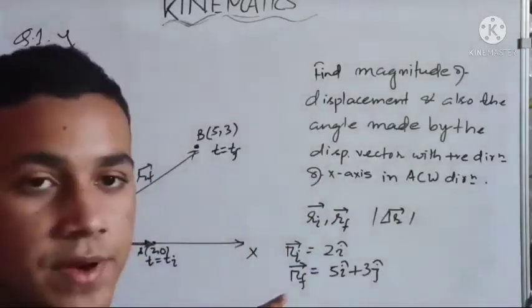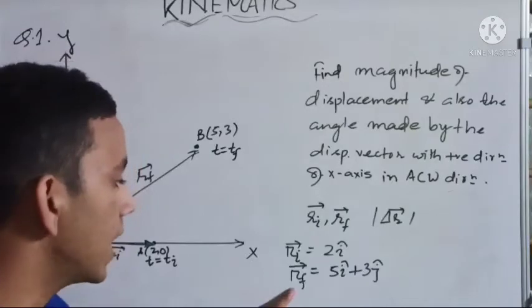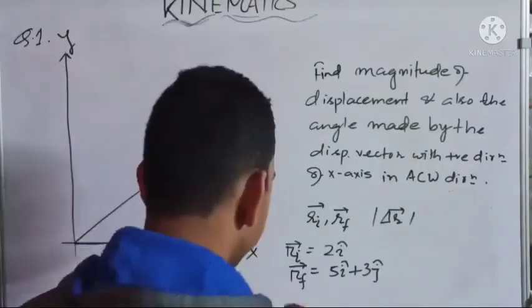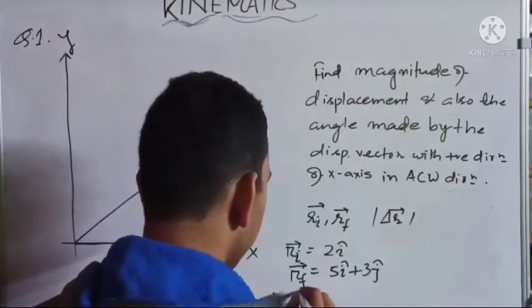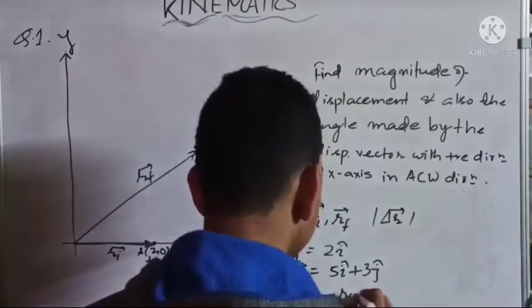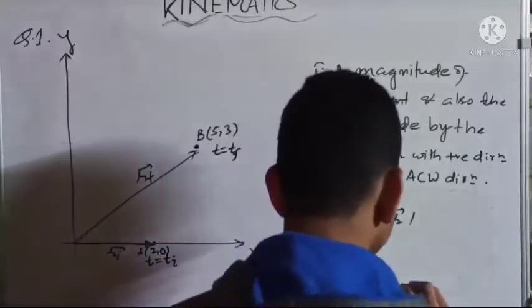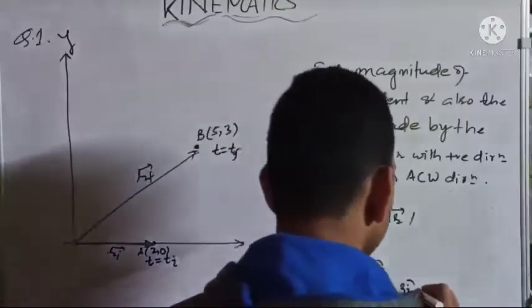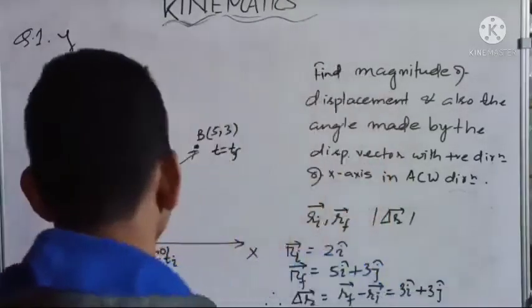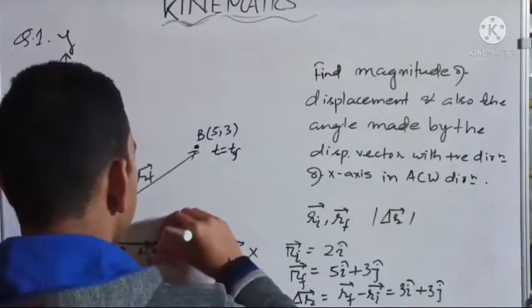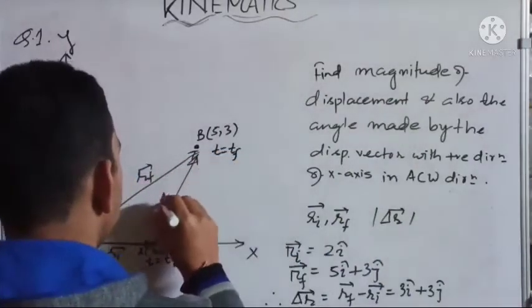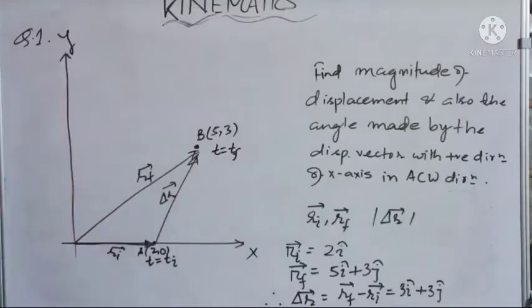Now we can easily find delta R vector, which is going to be Rf vector minus Ri vector. Therefore, delta R vector is equal to Rf vector minus Ri vector, which is going to be 5i cap minus 2i cap, that is 3i cap, plus 3j cap minus 0j cap, that is 3j cap. And we can draw this delta R vector. This will be delta R vector.